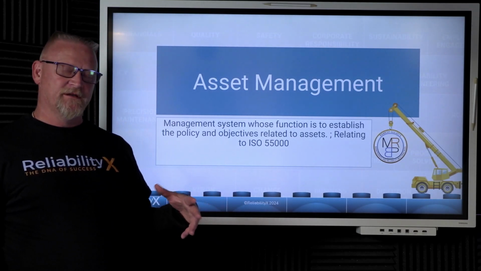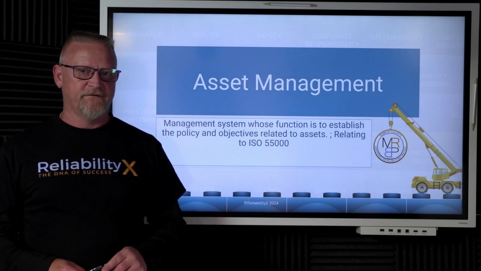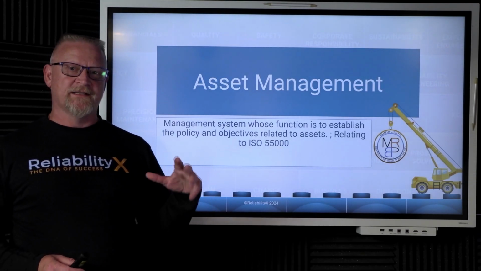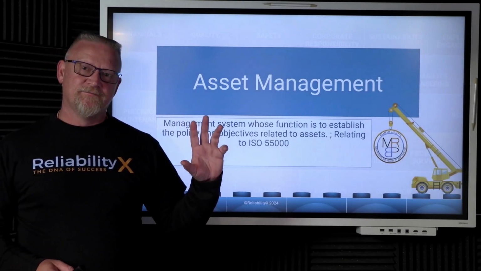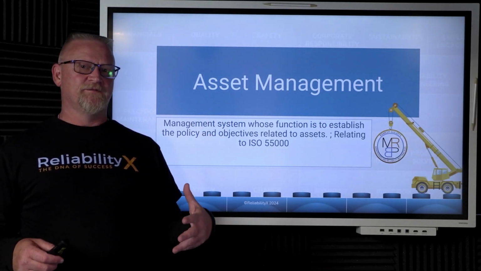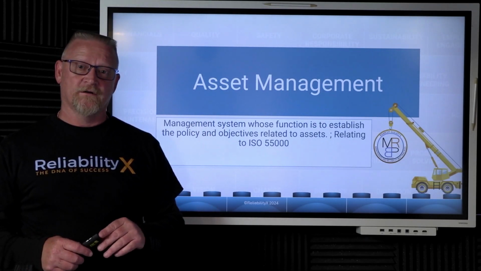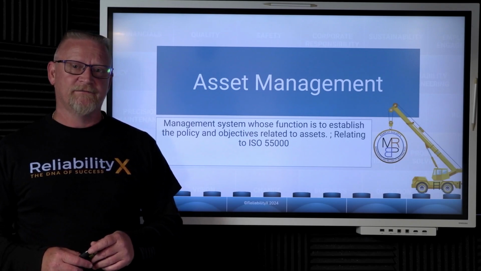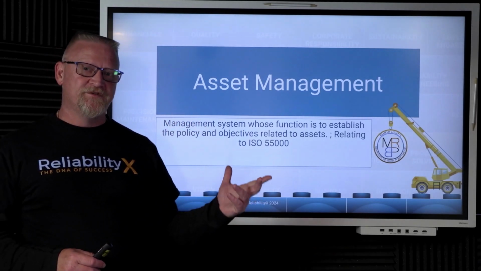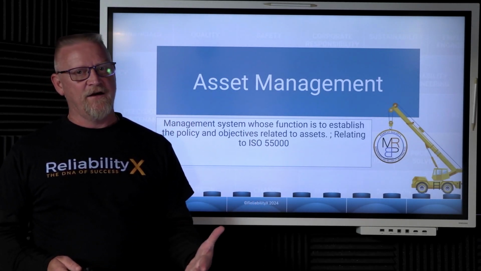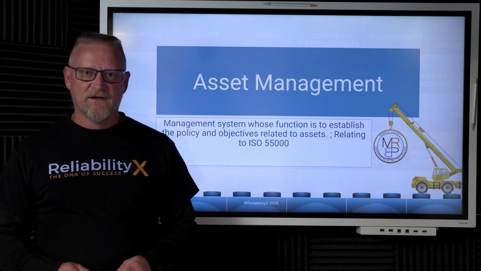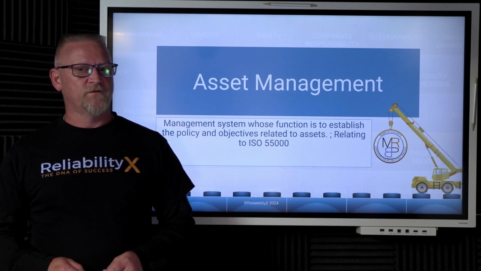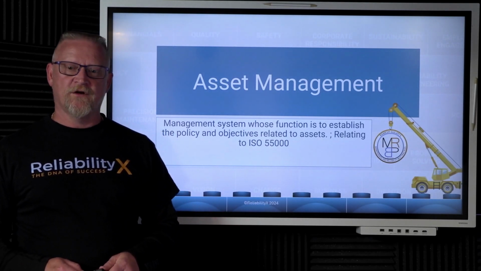Asset management, aligned with ISO 55000, is how we translate business objectives into an asset management plan or strategic asset management plan so that we have objectives that then get translated down to our assets. Let's take a look at the building blocks within the asset management domain.